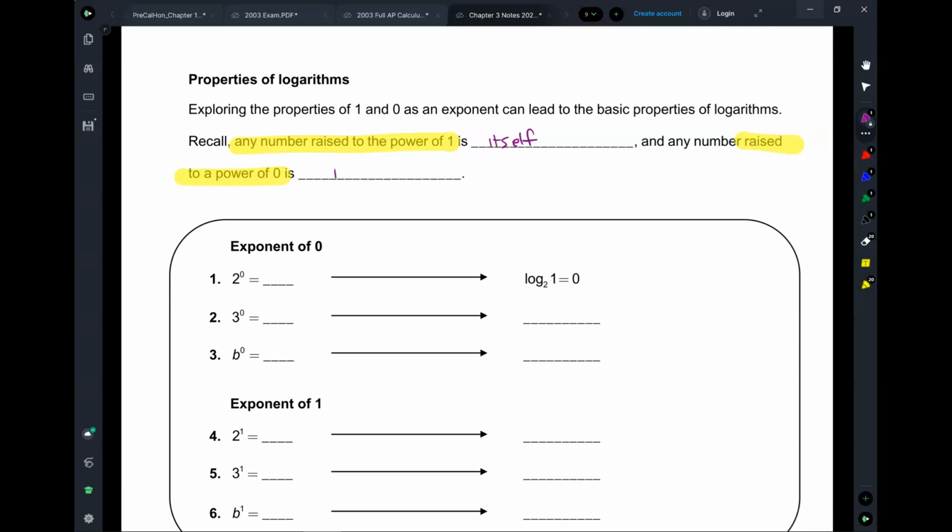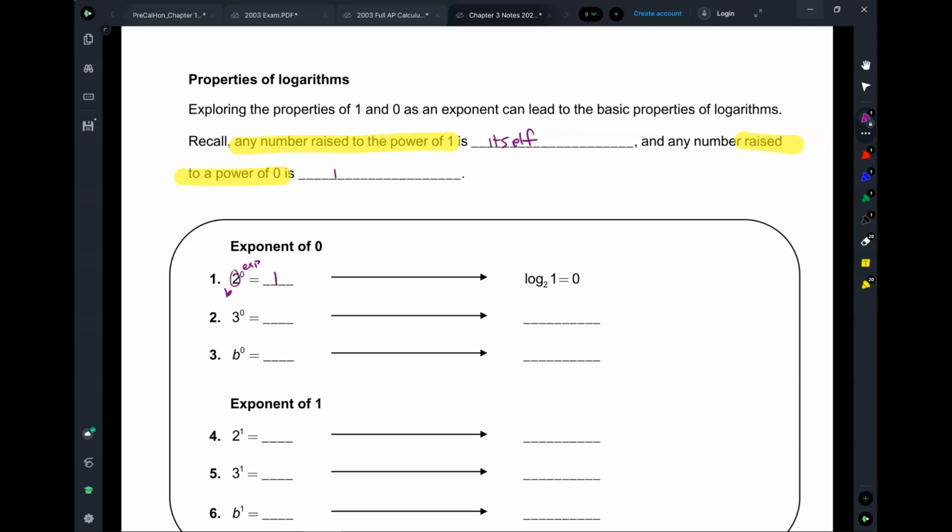So what's 2 to the 0? 1. And if I were to write that as a logarithm, this is the base and 0 is the exponent, right? Base, exponent. If I were to write that as a logarithm, log base 2 of 1 equals the exponent of 0. So another way to take a look at this is, what exponent of 2 gives me a 1? 0. 2 to the what equals 1?